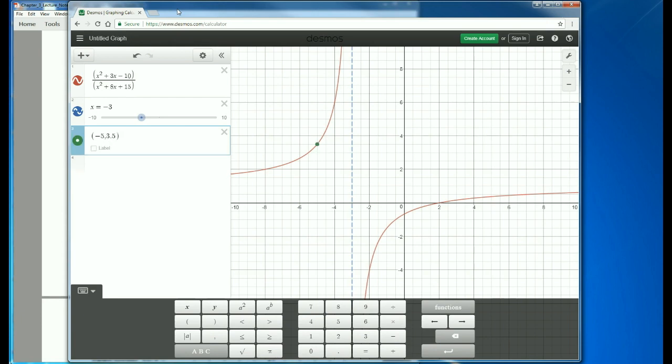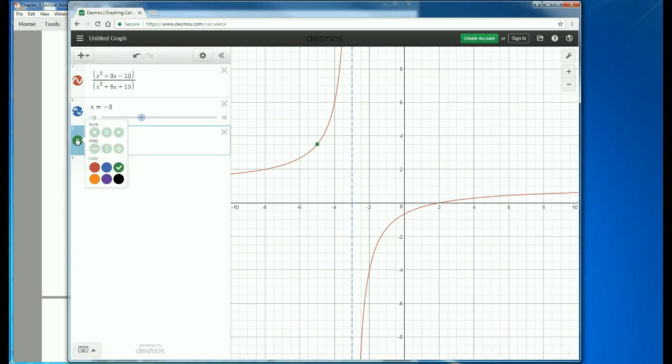All right, so you can see the point just appeared on the plot there. But what I really want is for that to be an open point. So again, just left mouse click here and change the style to an open point like that. If you want, you can change the color. I'm going to make it black. And if you want, you can add a label. It'll label it with the coordinates.